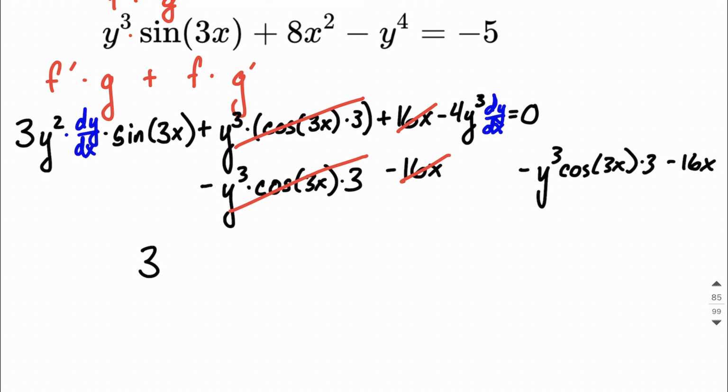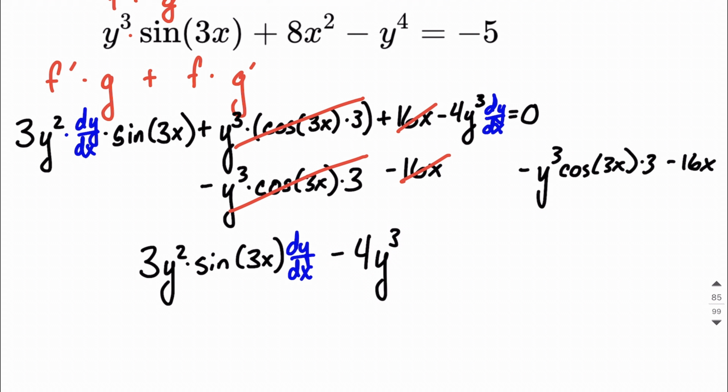So I see it as we have 3y squared. I'm going to go ahead and move the sine of 3x out in front. And then dy dx for that first term. And then we also have that minus 4y cubed that had a dy dx with it. All right, so that's what was left on the left-hand side.